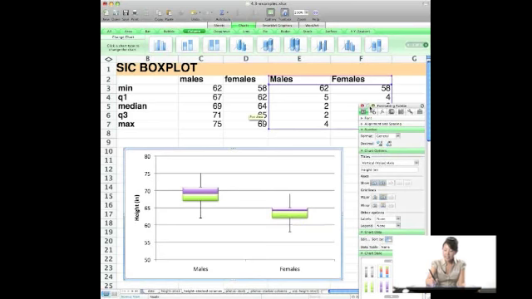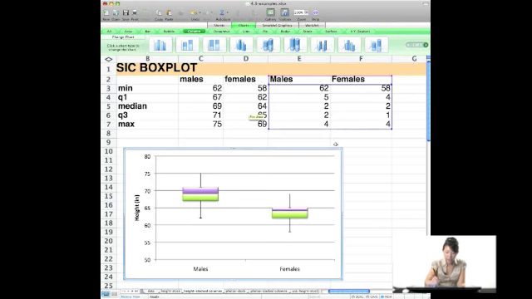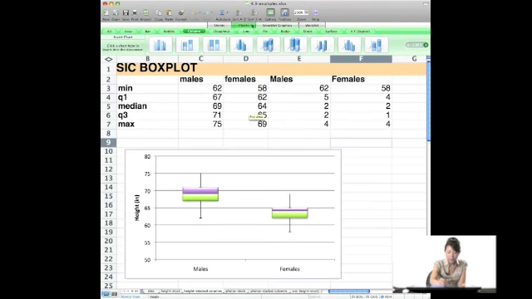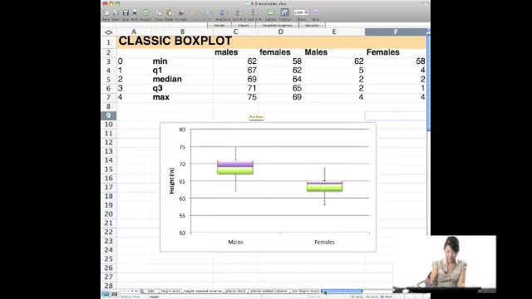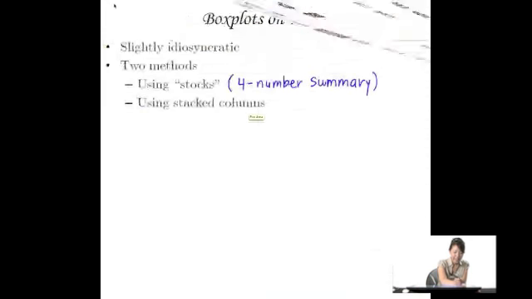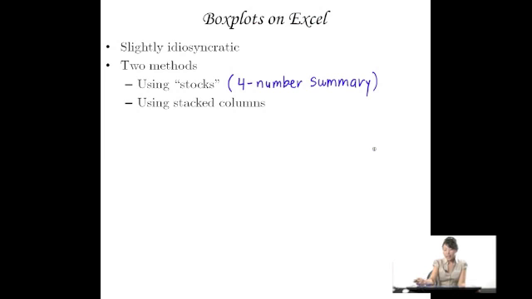All right, so although that's a bit of a fudge, you could see we could use stacked columns in order to create box plots as well. So that's what I mean by it's slightly idiosyncratic. It's not the best way, but it can be done.